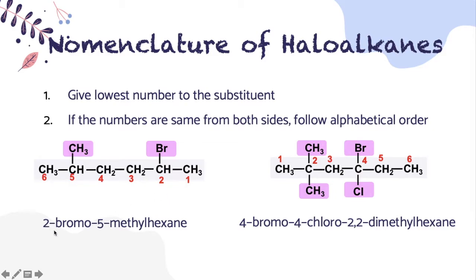So the name will be 2-bromo-5-methyl-hexane. For the second compound, if you start counting from the left, it will be 2 and 4. If you start counting from the right, it will be 3 and 5. So 2, 4 is lower than 3, 5. So the name will be 4-bromo. When you write the name, you must follow alphabetical order according to the number you've given to the carbon. So 4-bromo, 4-chloro, 2,2-dimethylhexane.